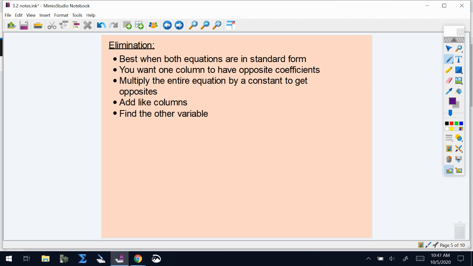All right, now we're on to the second method for solving systems. So we already practiced substitution and how that works. Elimination is the second one. There are a couple other names for it, but elimination to me makes the most sense. Elimination is going to be best used when you are in standard form.